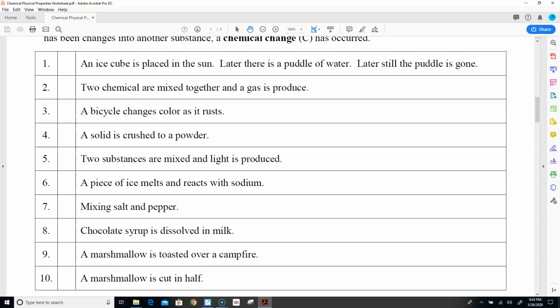Number 3, bicycle changes color as it rusts. That's going to be chemical. Once again, the idea is the change in color and that idea of rusting. So that metal is no longer rigid. Solid is crushed into a powder. That's physical. Okay. All that's doing is taking something in a large form and increasing its surface area, crushing it down.